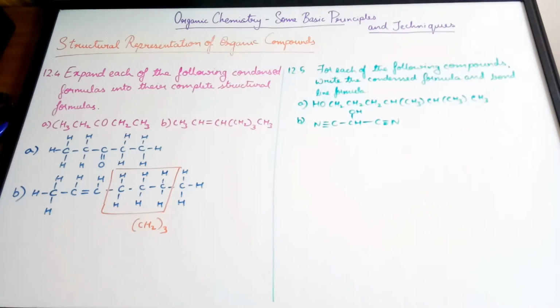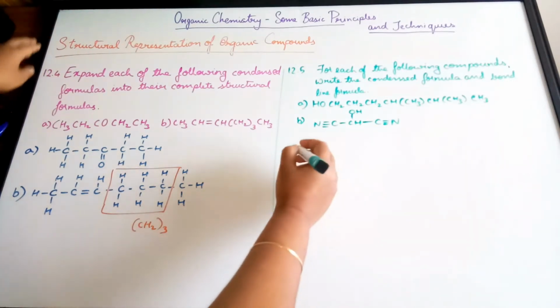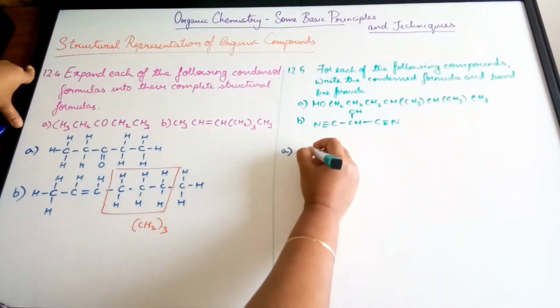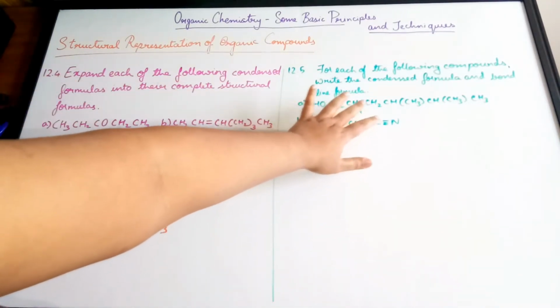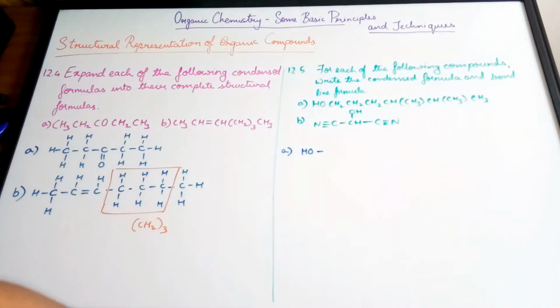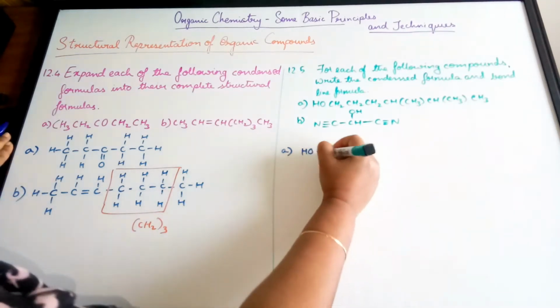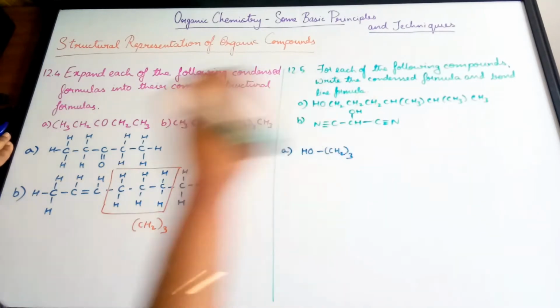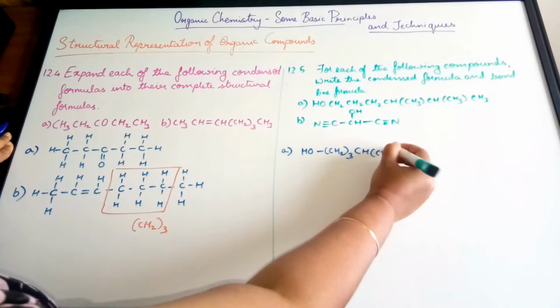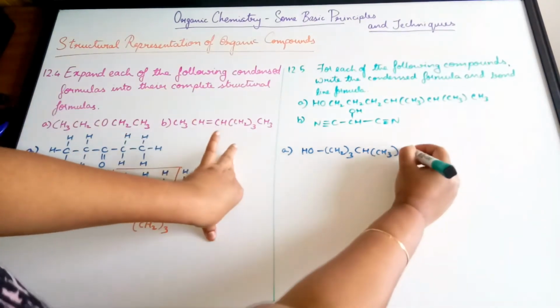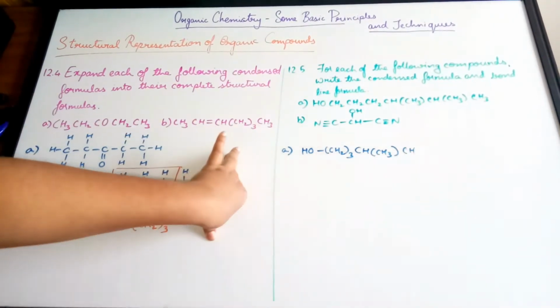So the condensed formula for this, the first one, is OH. Now the number of CH2 groups are 1, 2 and 3. 3 CH2 groups are present in this molecule. So we can just write it as CH2 taken 3 times. Okay, and then you have CH, then you have CH3, and then you have another CH.